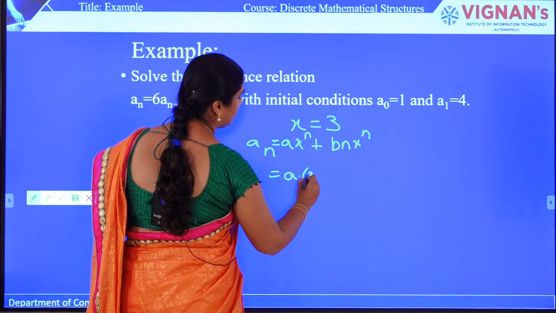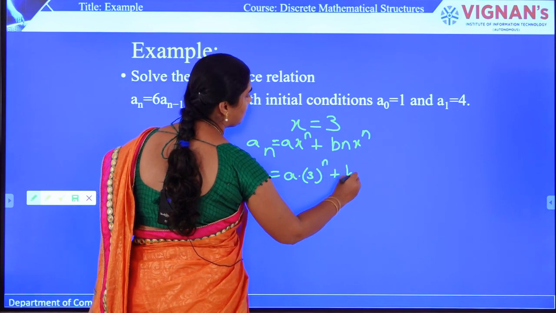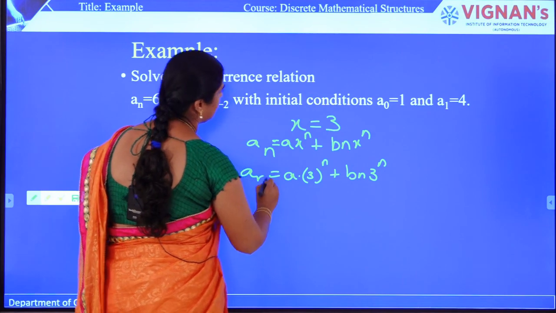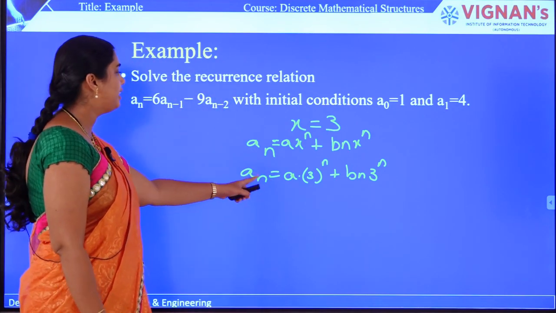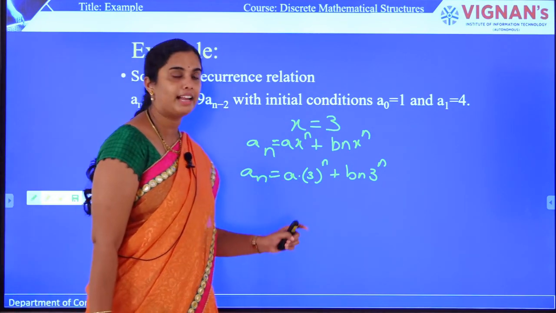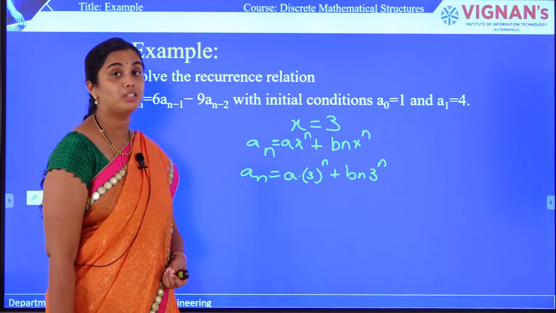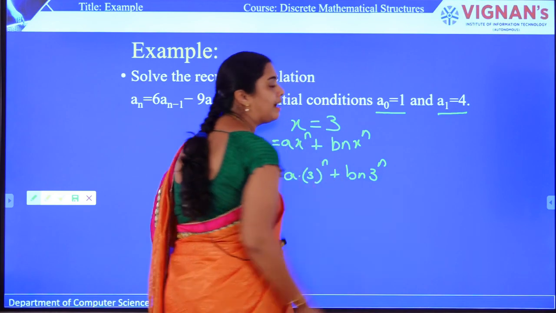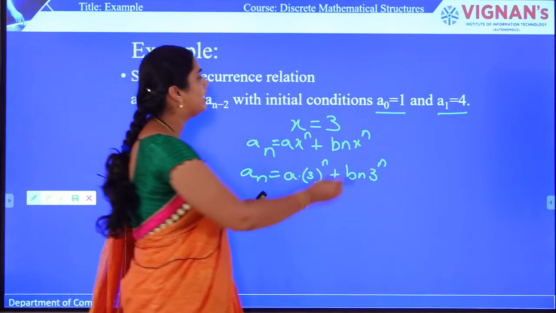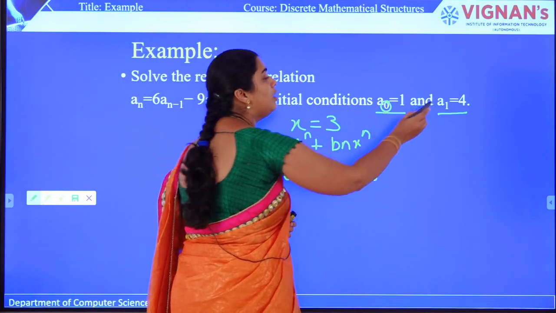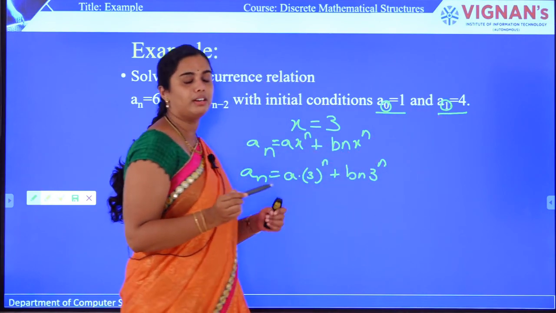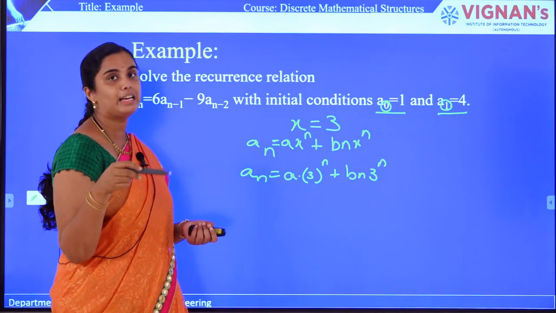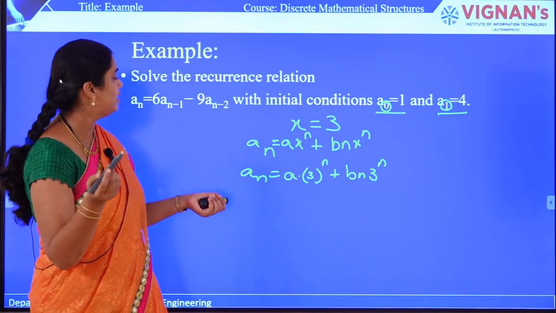A into 3 to the power of n plus bn into 3 to the power of n, and this is the solution. So we need to solve a and b values from this equation. So how will you be solving? Here we have got a0 is equal to 1 and a1 is equal to 4. So in this case n is equal to 0 and in this case n is equal to 1. We will be substituting those values in this equation and we will be obtaining the solution.